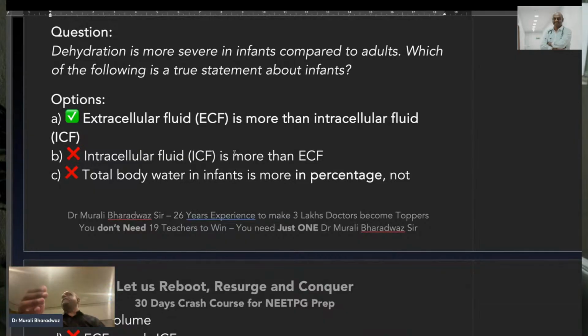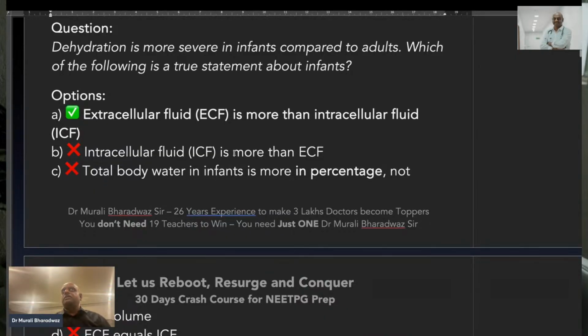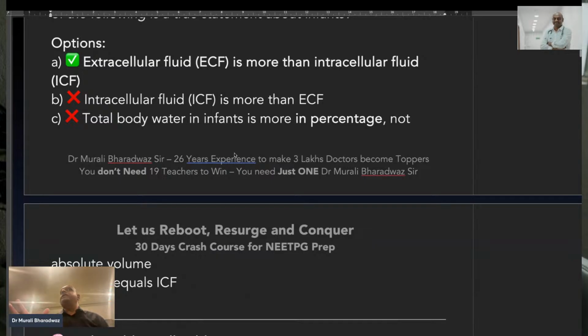Dehydration is more severe in the infants compared to adults. What is the reason? Because ECF is more than the ICF in case of children.